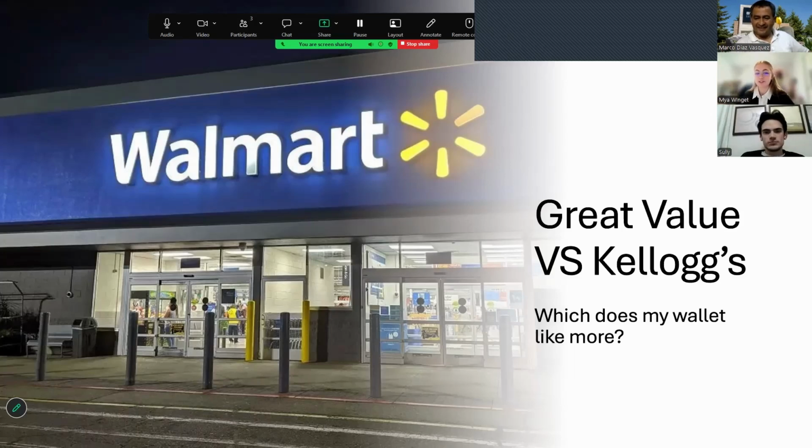We are studying the question of Great Value versus Kellogg's. Which one does our wallets like more? Our group members are Janalee Simmons, Joseph Gallagher, Joseph Sullivan, Maya Wingate, and Marco Diaz.